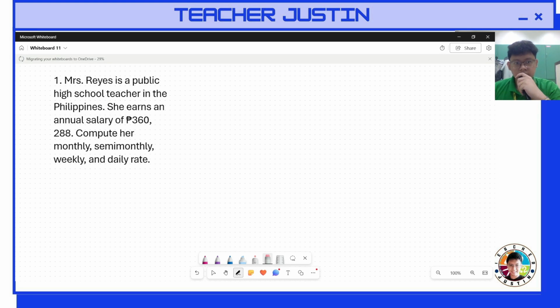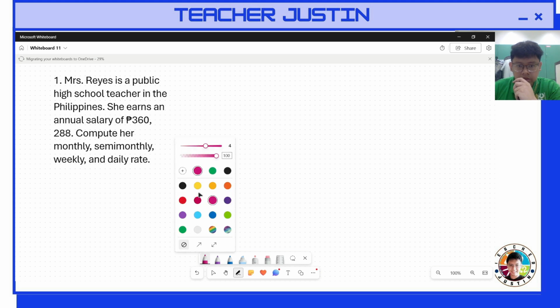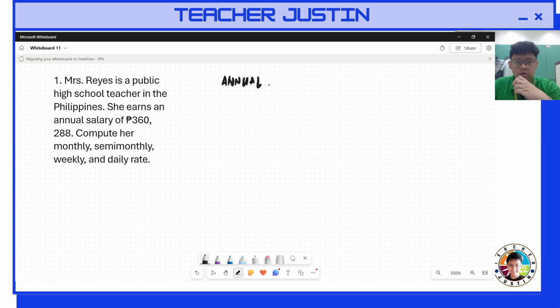Okay, so let's have this problem about salary. Mrs. Reyes is a public high school teacher in the Philippines. She earns an annual salary of 360,288 pesos. Let's compute her monthly, semi-monthly, weekly, and daily rate. So first, let's start with our given. Her annual salary is given, which is 360,288 pesos.